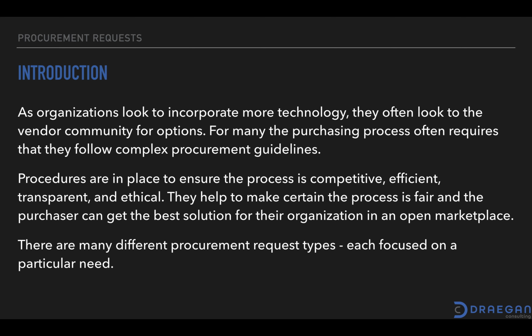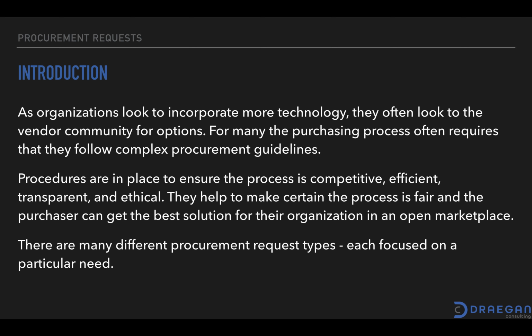These procedures are in place to make sure that the process is competitive, efficient, transparent, and, above all, ethical. It's also to make sure that the process is fair and that the purchaser is going to get the best solution they can from the open marketplace. In general, larger organizations tend to go through these formal procurement initiatives, and government agencies or any organizations that are spending publicly funded or taxpayer funded dollars are also required to go through these processes.